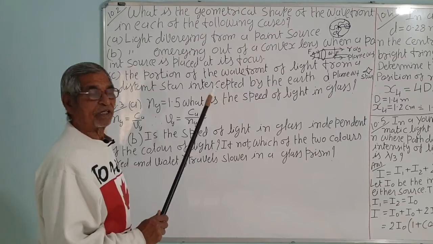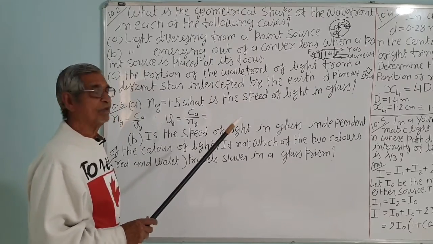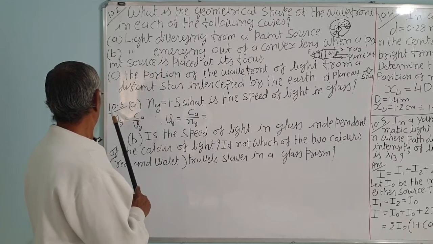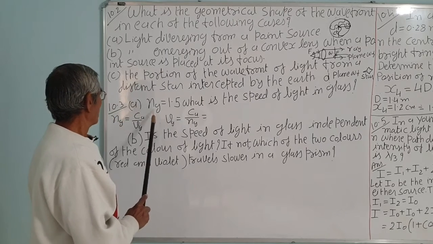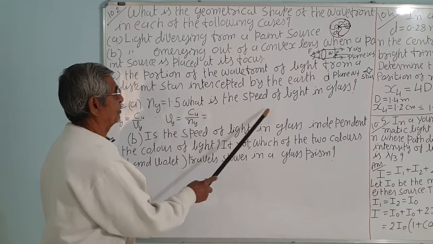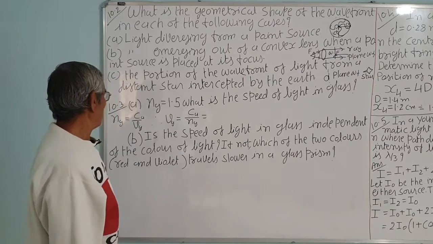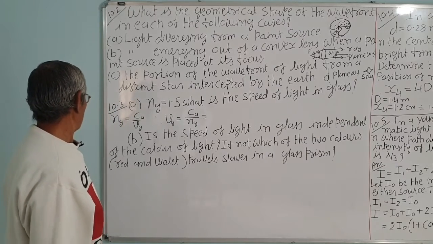That is 3 into 10 raised to 8 meter per second, or 3 lakh kilometers, 3 into 10 raised to 5 kilometer per second. Example 10.3. The refractive index of the glass is 1.5. What is the speed of light in the glass? The medium is denser, so the speed will be slower or lesser.